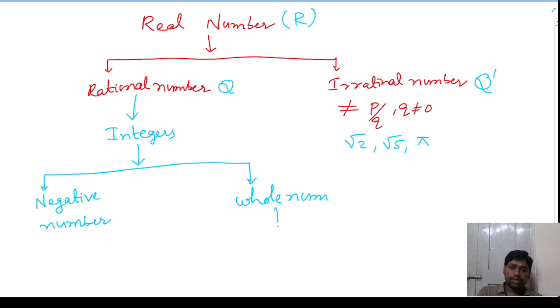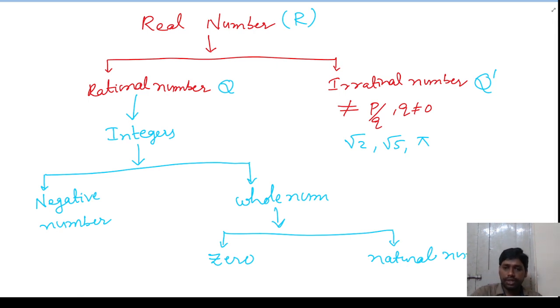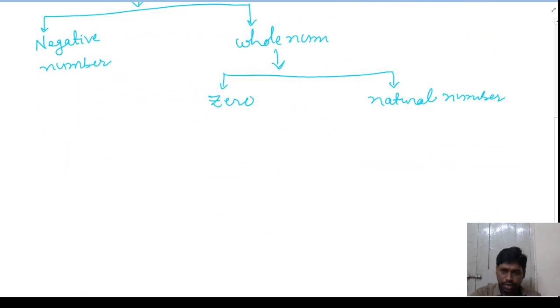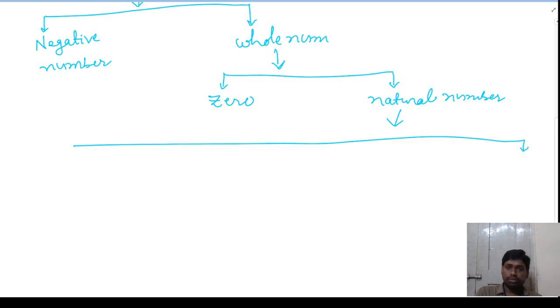In whole numbers, again it is categorized into 0 as one number and the natural numbers as another. It is an important thing here that in natural numbers we again have different types of numbers present.